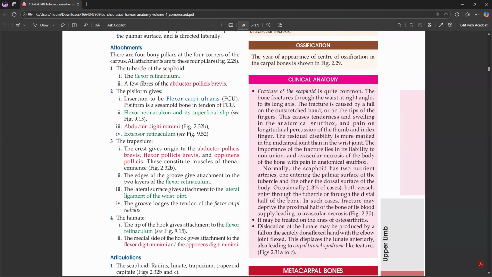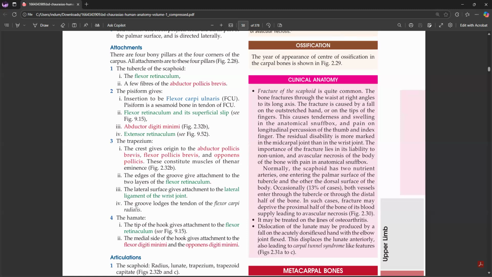Clinical anatomy. Fracture of the scaphoid is quite common. The bone fractures through the waist at right angles to its long axis. The fracture is caused by a fall on the outstretched hand or on the tips of the fingers. This causes tenderness and swelling in the anatomical snuff box and pain on longitudinal percussion of the thumb and index finger. The residual disability is more marked in the mid-carpal joint than in the wrist joint.